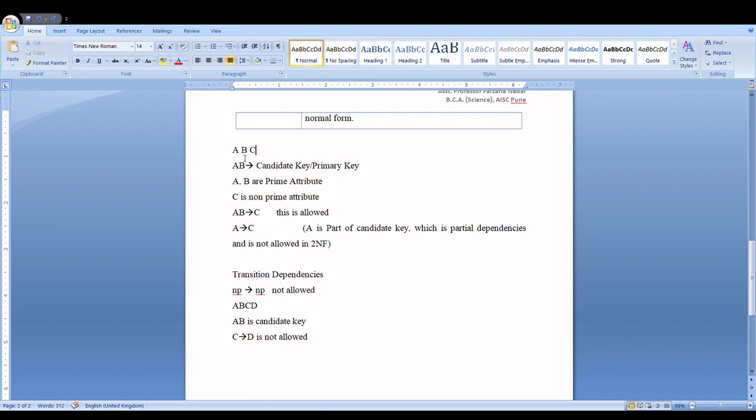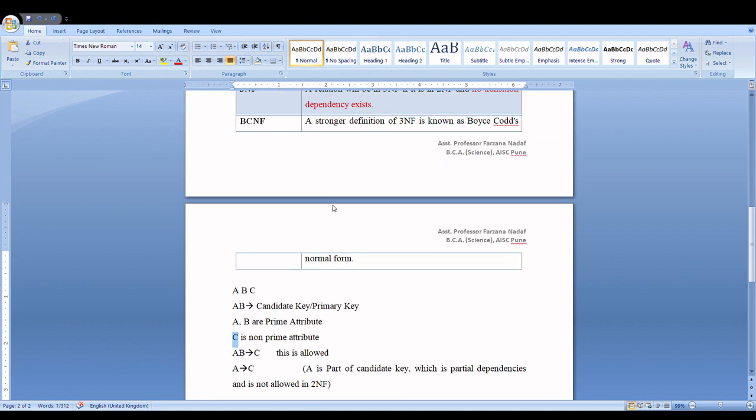Okay, and if in that table I have AB as primary key, the attributes which are part of primary key are my prime attributes. So A and B are part of the primary key; these are my prime attributes. And attributes which are not part of primary key are my non-prime attributes. So C here is my non-prime attribute.